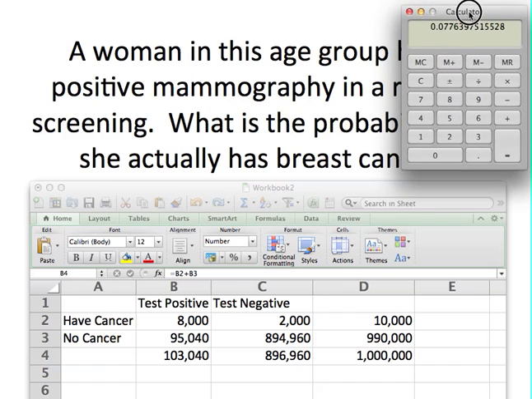Surprising result, but that's one of the things that we can get out of this contingency table, or we can also do it using Bayes' theorem if we want.